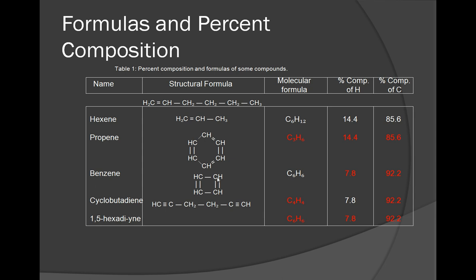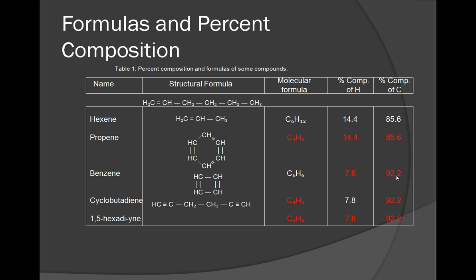Benzene is HC single bond, CH double bond, CH single bond, CH double bond, goes in a box. It is C6H6. Percent composition of H is 7.8%. Percent composition of C is 92.2%.